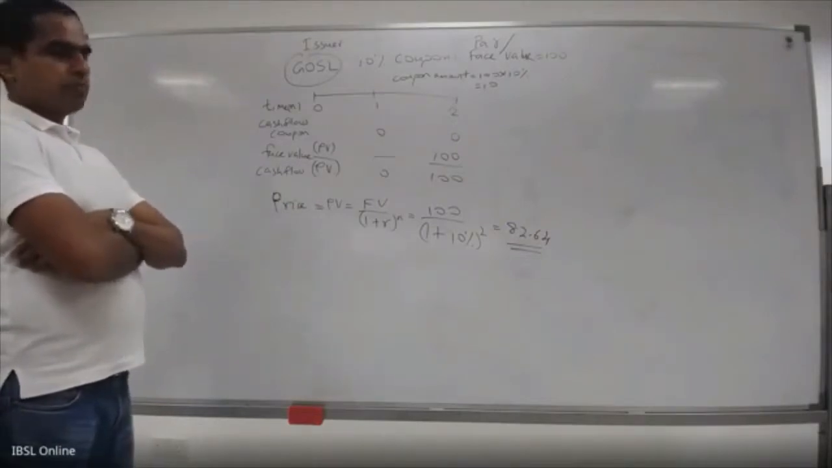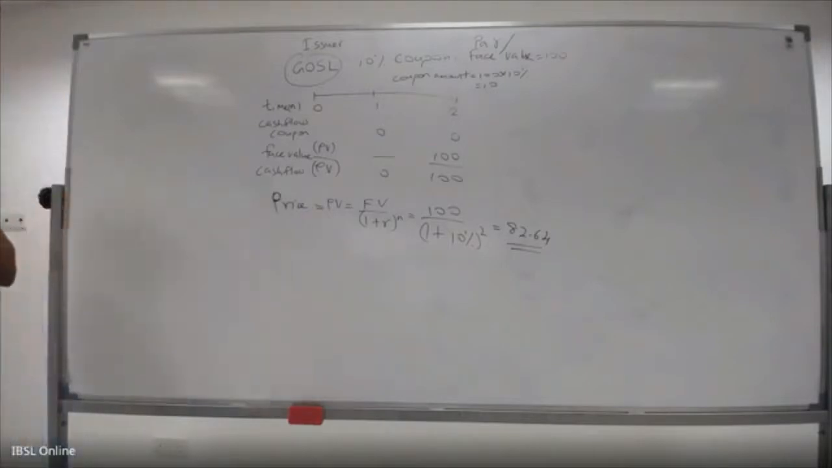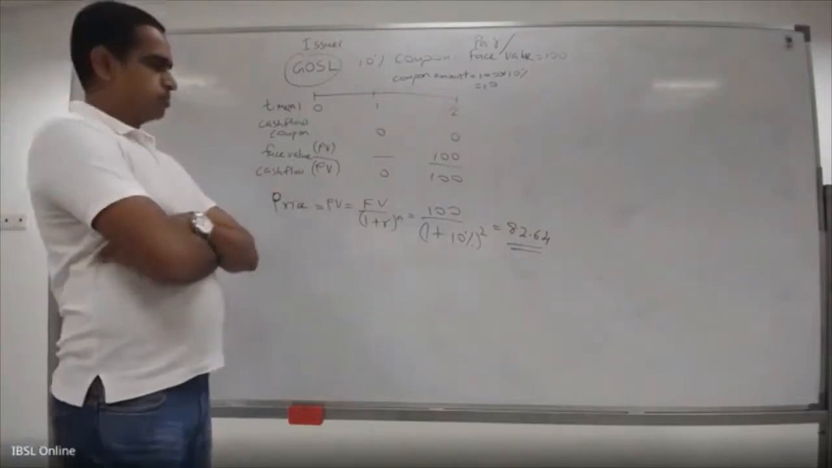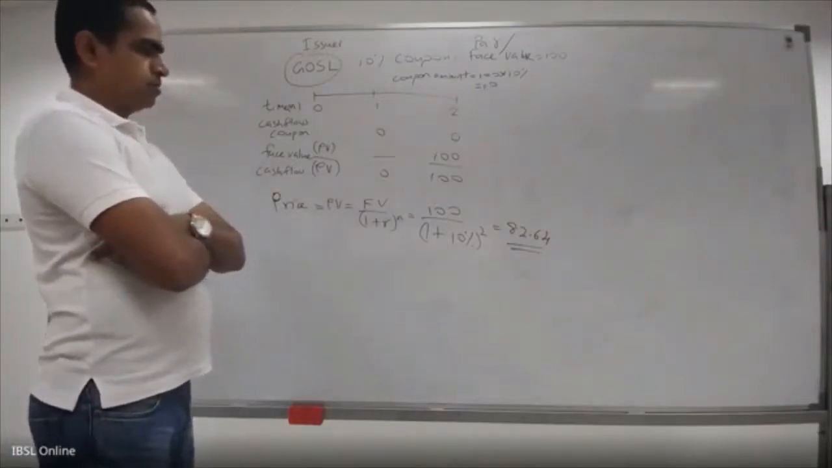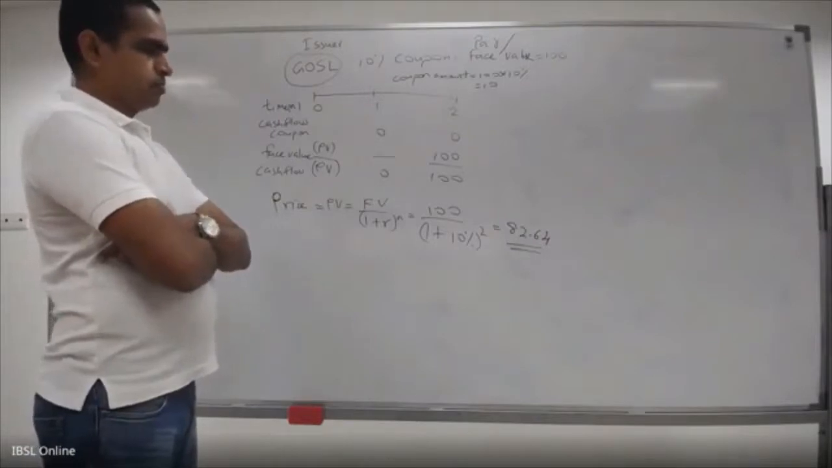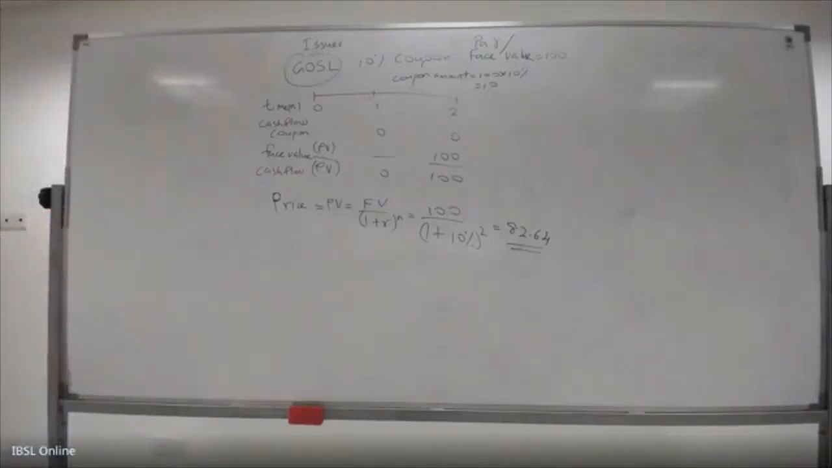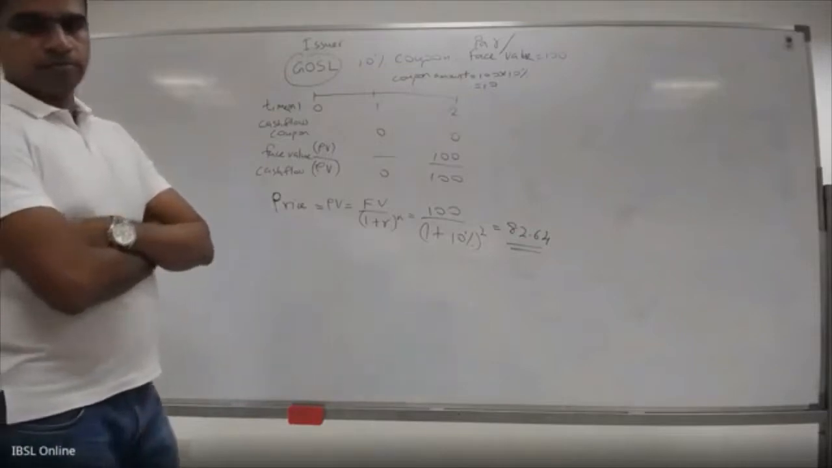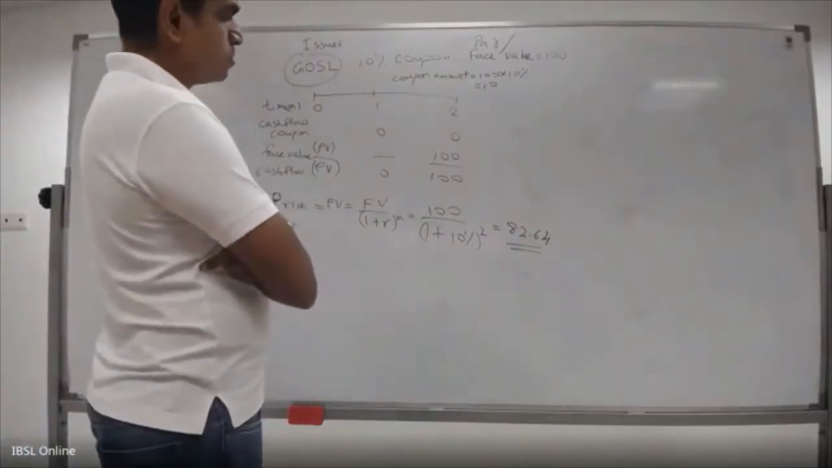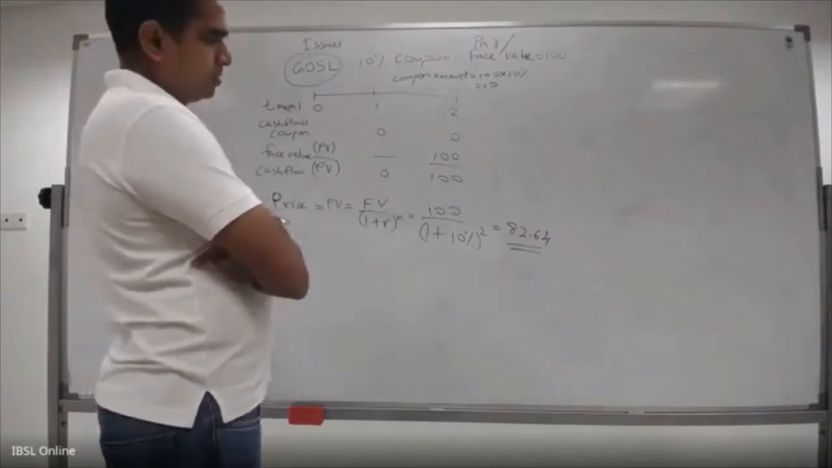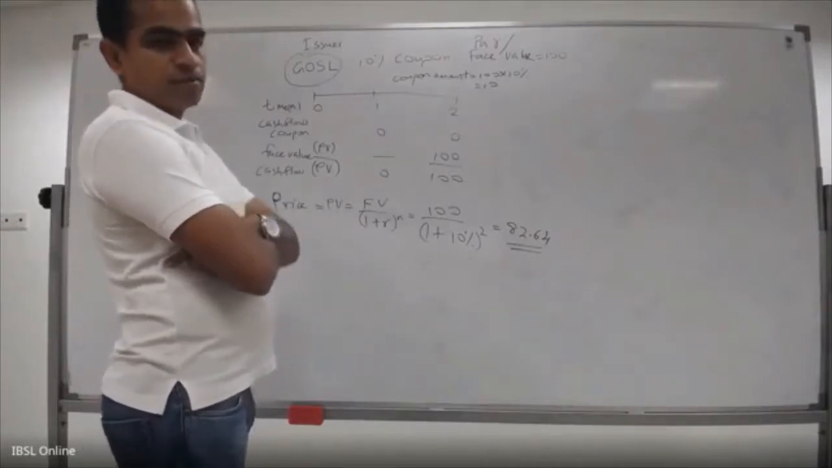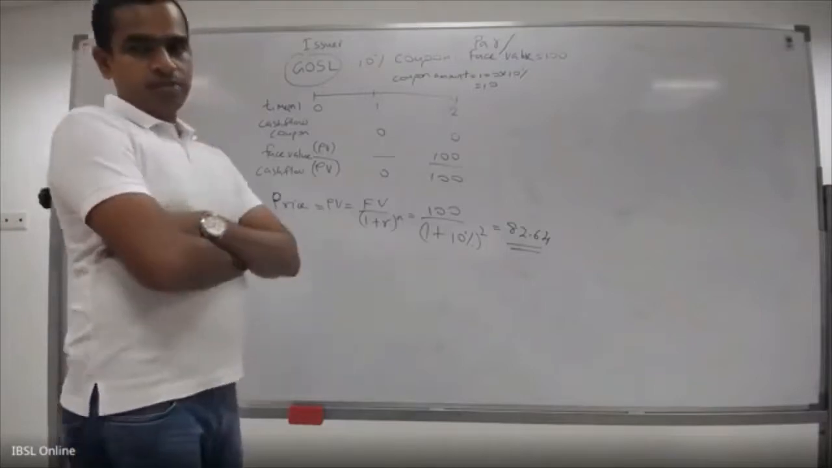Simple present value calculation. So look at the face value and the price of this bond. Face value is more than the price. It is called a discount bond.